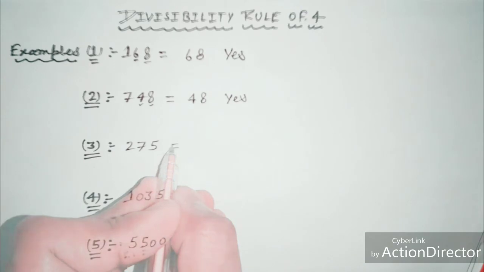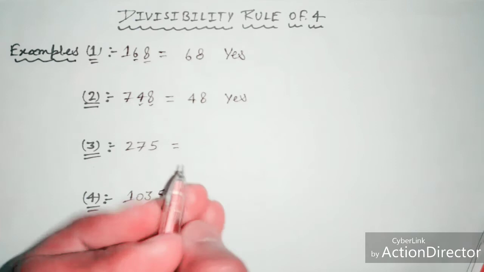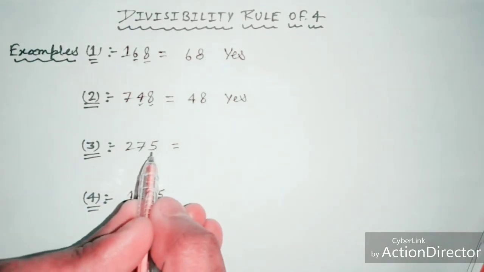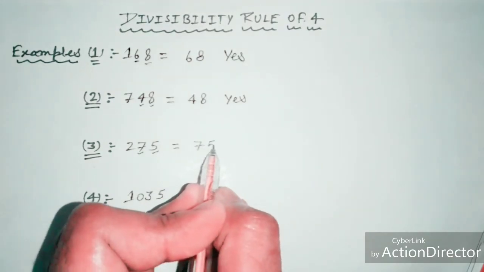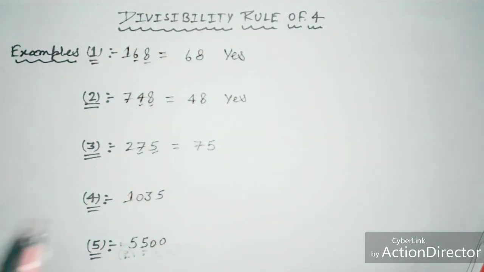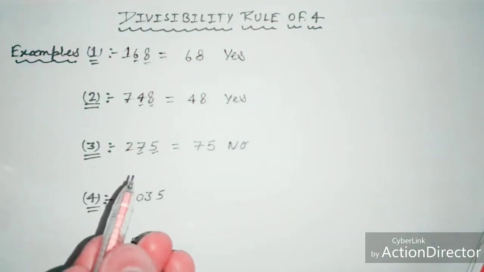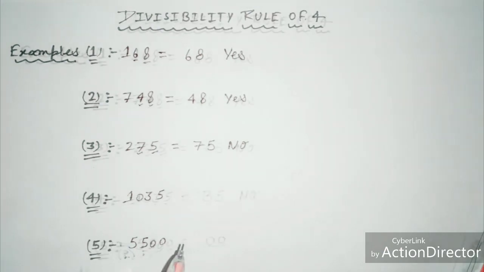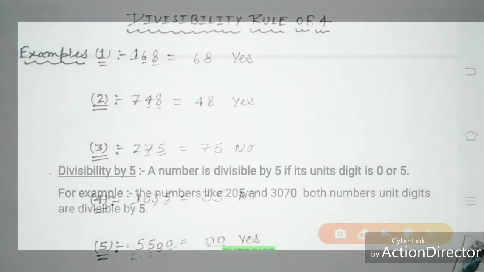The next number, example number 3: 275. In this number, the digit in unit place is 5 and in tens place is 7. So we get the number 75. And 75 is not divisible by 4. So we say that no, the number 275 is not divisible by 4. Example number 5: 5500. This number has 0 in the unit place and the tens place, so this number is also divisible by 4.